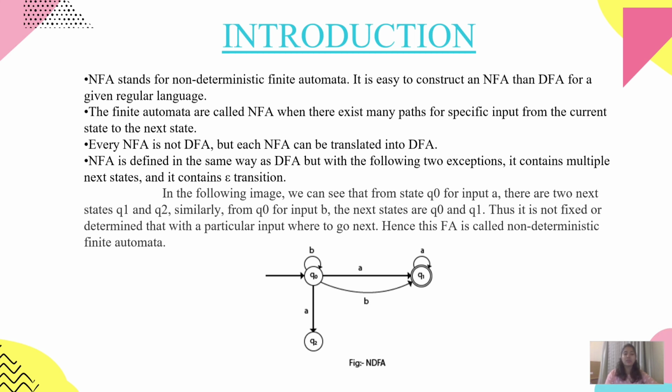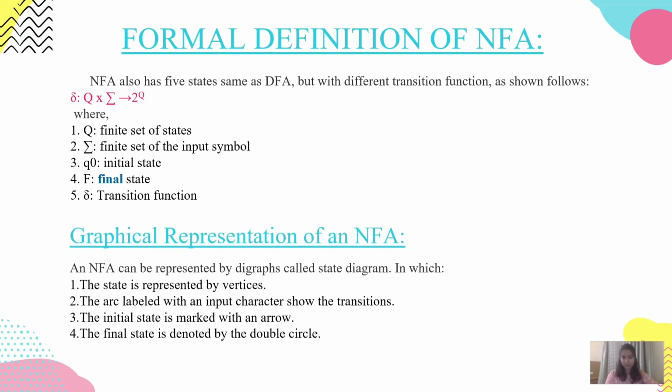In the following image, we can see that from the state Q0 for an input A, there are two next states, that is Q1 and Q2. Similarly, from Q0 for input B, the next states are Q0 and Q1. Thus, it is not fixed or determined that with a particular input where to go next. Hence, this FA is called non-deterministic finite automata.